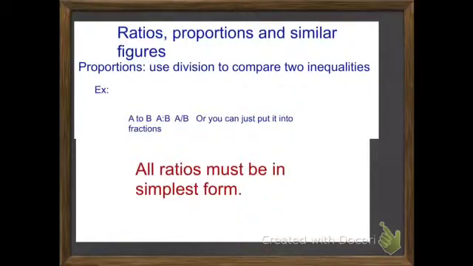First off, we'll start with the ratios. For ratios, it's easy, you've probably seen them before. Ratios can be put into three forms: A to B, A colon B, or in fraction form, A over B.